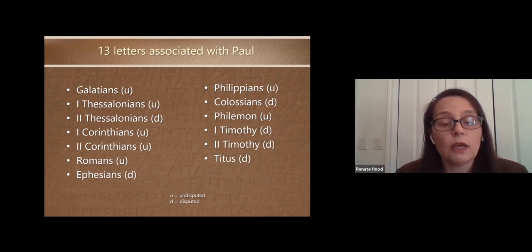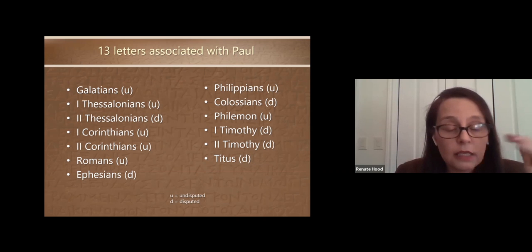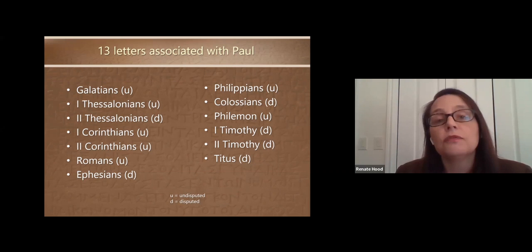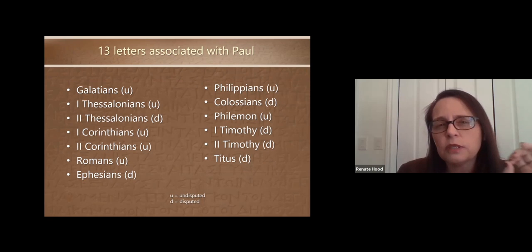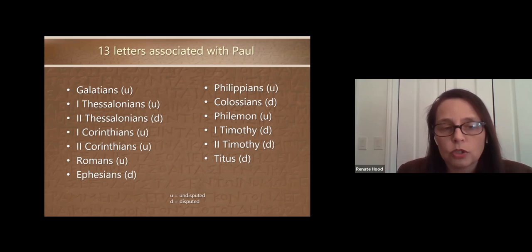So letters associated with Paul, there's 13 that traditionally are associated with Paul as a writer. Now notice you see U's and you see D's. U stands for undisputed, and undisputed means there's no dispute. Like people agree that Paul wrote those. And then the D's correspondingly stand for disputed, which means sometimes there is dispute. There's differences of opinion whether or not Paul actually wrote those.